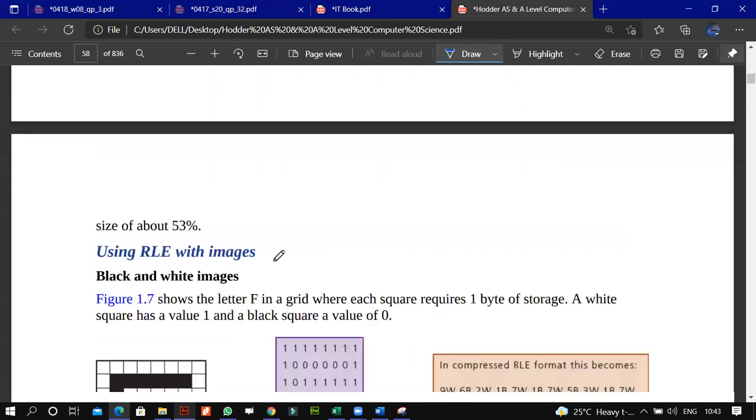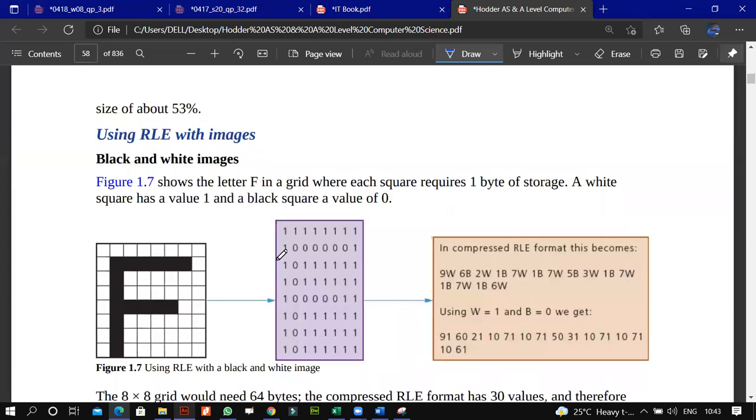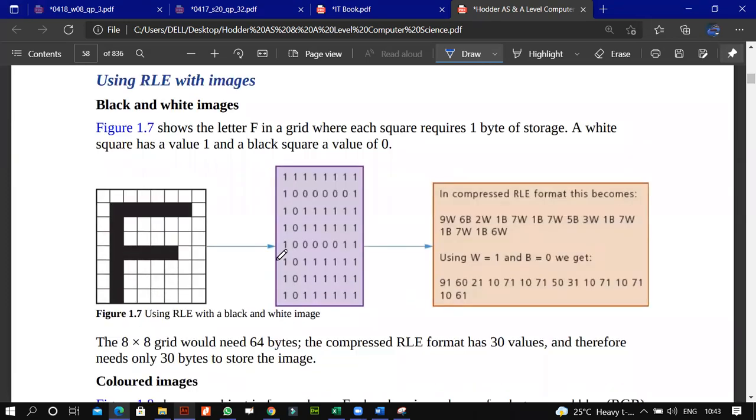In case of images, run length encoding works in a different way. As you can see over here, this is my screen, and let's say I've written F, as a black and white image, for example. If I look at the representation at the back end with ones and zeros, this is the way it's happening. Where I can see white, it's 1. Where I can see black, it's 0. Whenever it's off, it's black, and whenever it's on, it's 1.